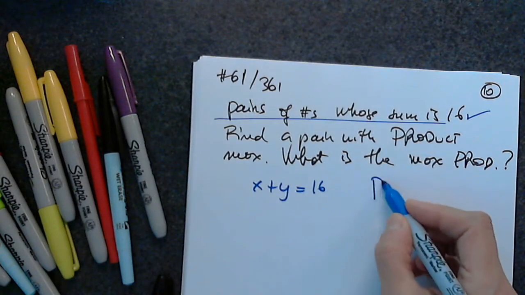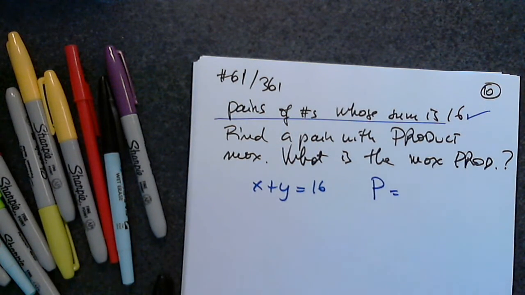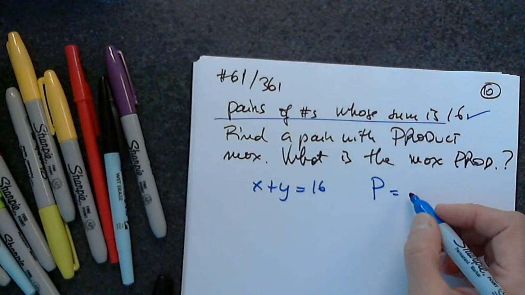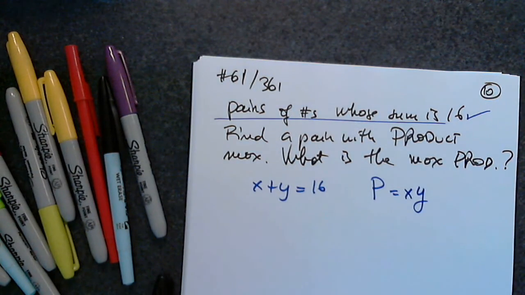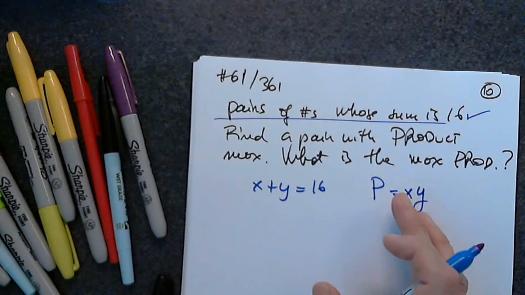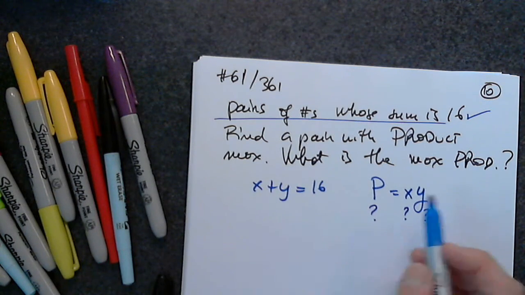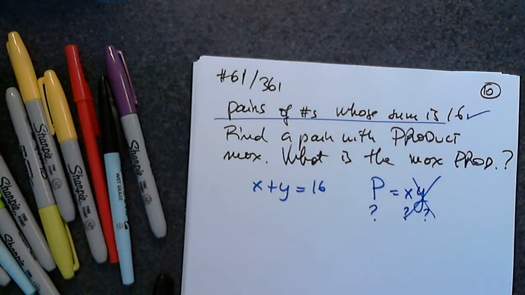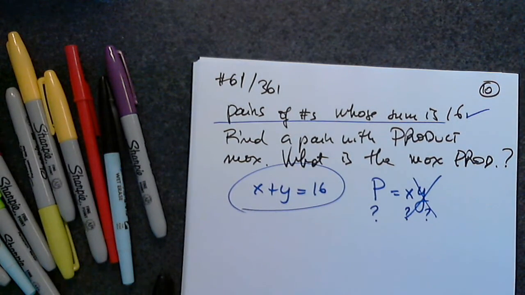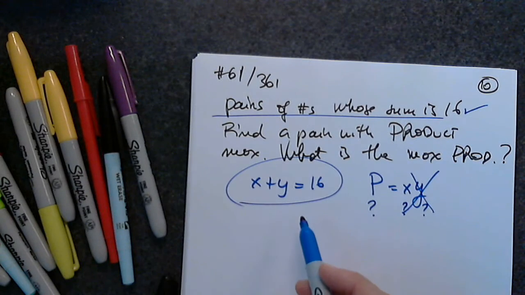But first I have to create the product. How can I determine the maximum of something I don't have? So what is the product of these numbers whose sum is 16? x times y. Perfect. This is the product of the two numbers whose sum is 16. Well, this will be one variable, this is the second, and this is the third. Somehow I have to eliminate one of them. Let's suppose we want to eliminate y. I will use the equation I'm given to eliminate y.